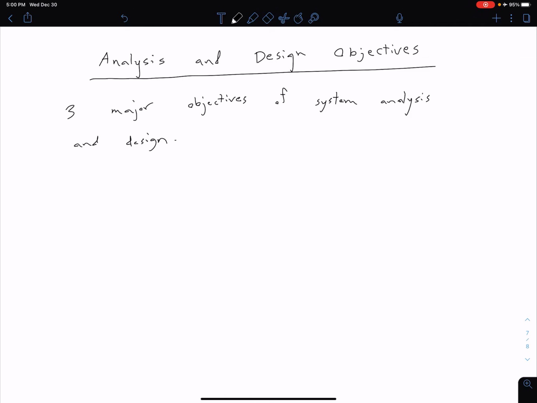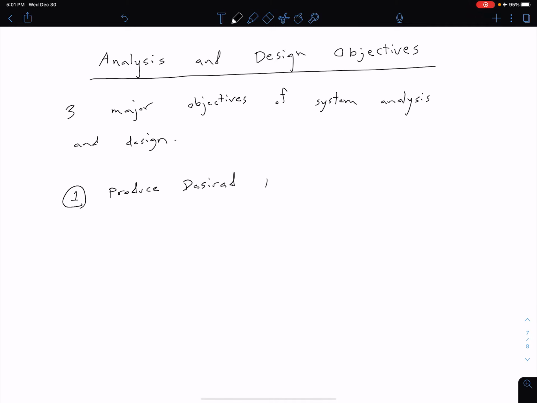In this video, we're coming back and we're going to elaborate on something we touched on a little bit in an earlier video, and that is our analysis and design objectives for control systems. So we're going to look at three major objectives, and then we're going to list a couple other minor ones that we're not going to be too concerned about in this class.